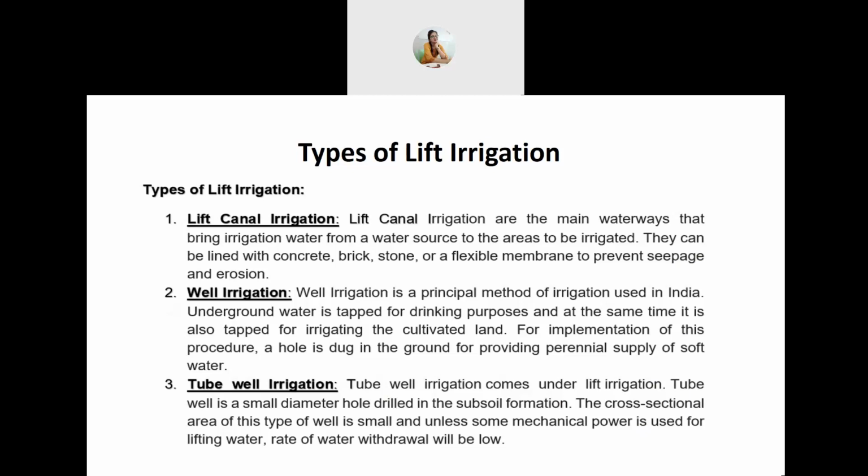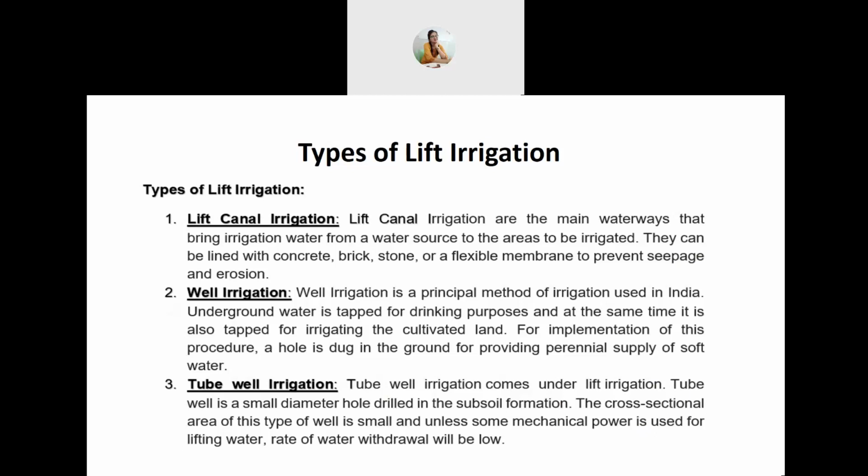Number 2, well irrigation. Well irrigation is a principal method of irrigation used in India. Underground water is tapped for drinking purposes, and at the same time, it is also tapped for irrigating the cultivated land. For implementation of this procedure, a hole is dug in the ground for providing a perennial supply of soft water.